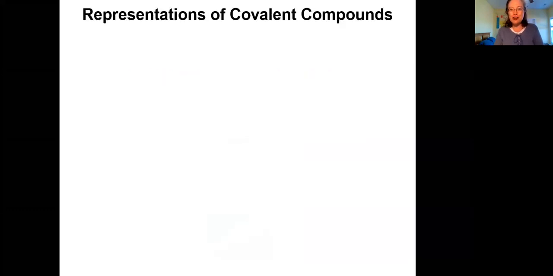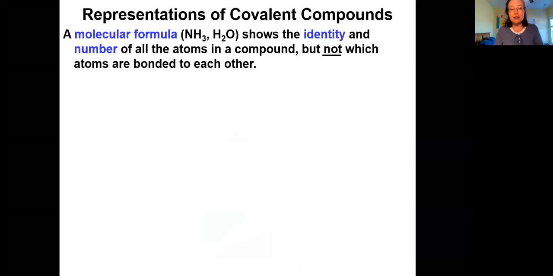All right, let's learn about representing our covalent compounds. We've talked about chemical formulas before, right? Where we do things like H2O and NaCl. Those kinds of formulas tell us the identity of the elements and the number of each atom of those elements in that particular unit. We're learning a new term now with molecule and molecular formula. The molecular formula comes into play when we have covalent bonds, but it's still the same idea.